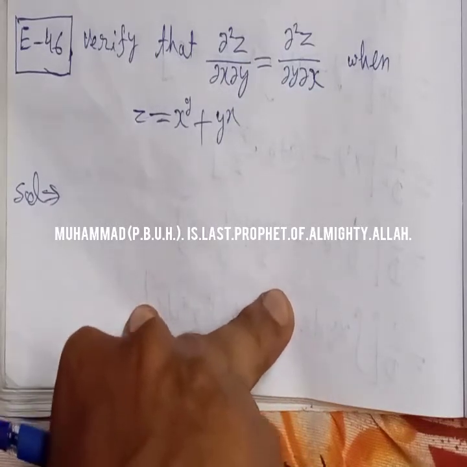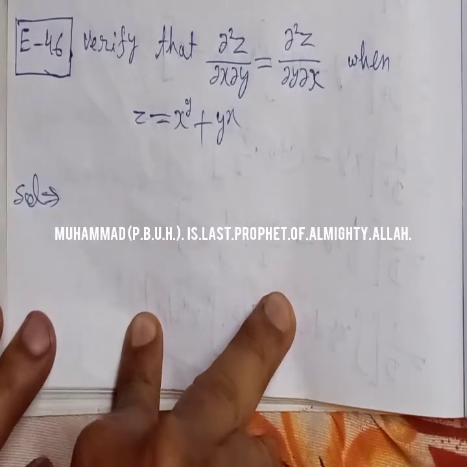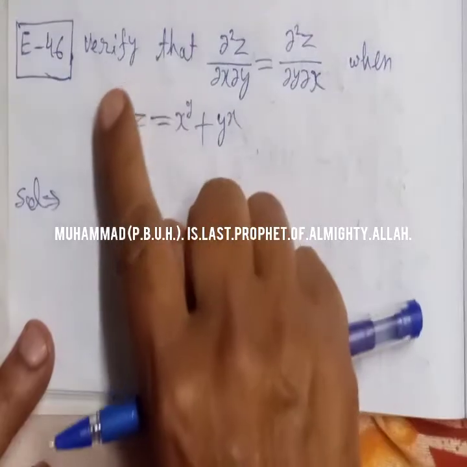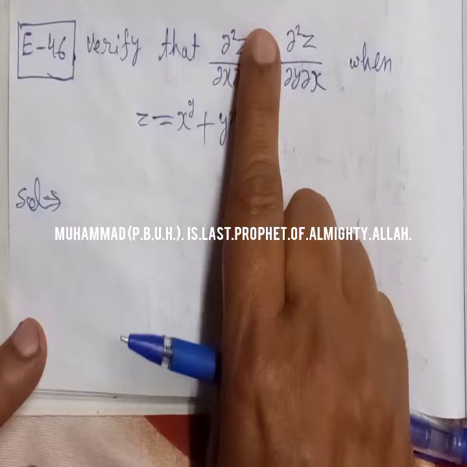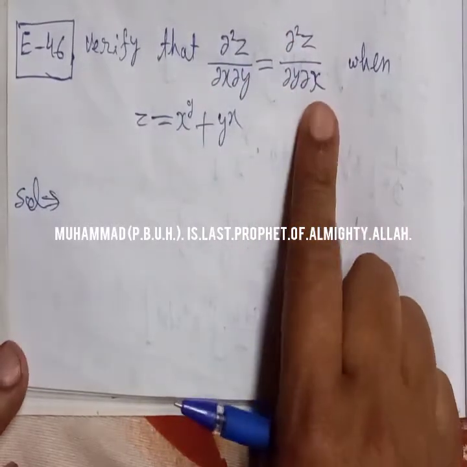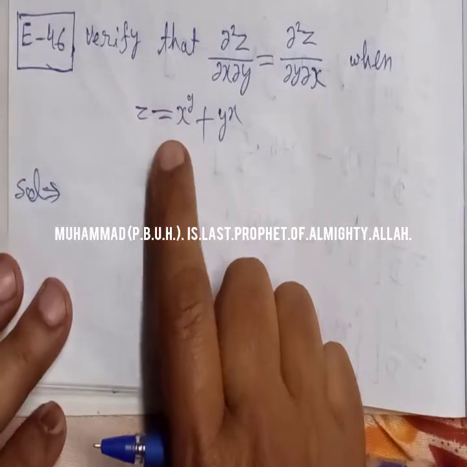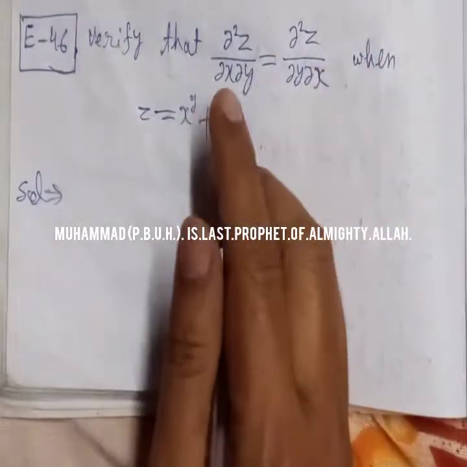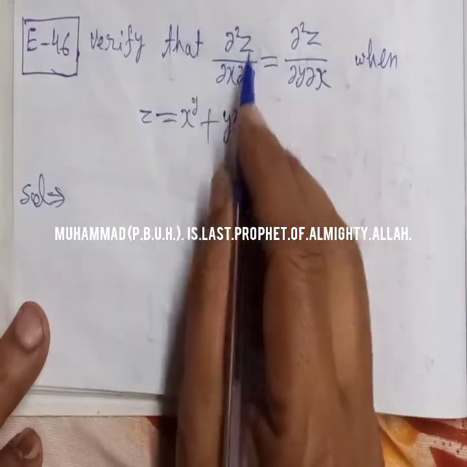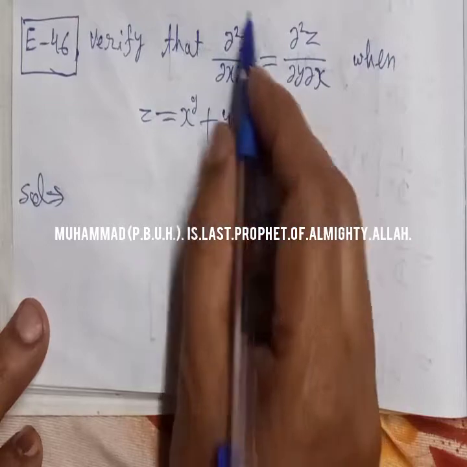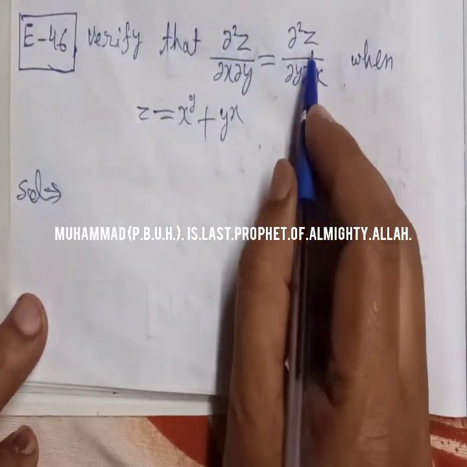This problem is related to partial differentiation of differential calculus. Verify that del 2z over del x del y is equal to del 2z over del y del x when z is equal to x to the power y plus y to the power x. For this we will find the left hand side first and then the right hand side.